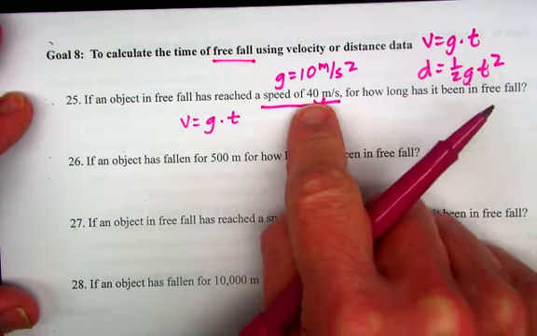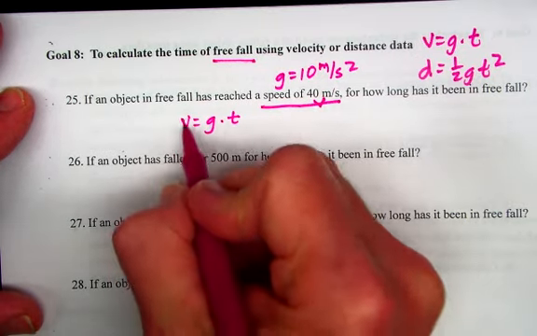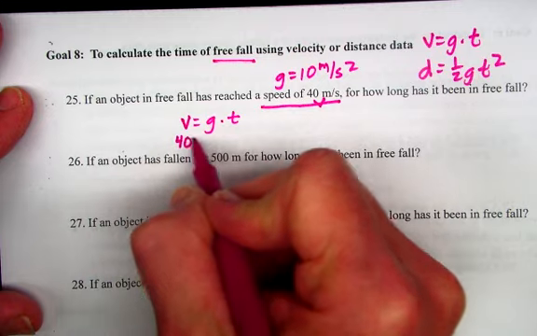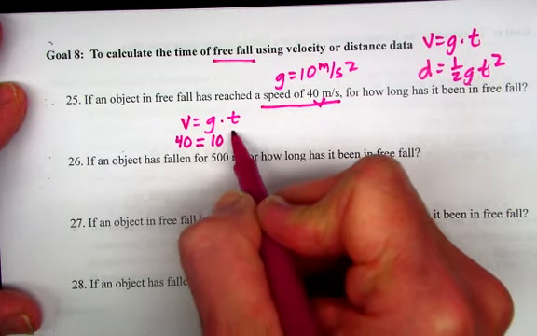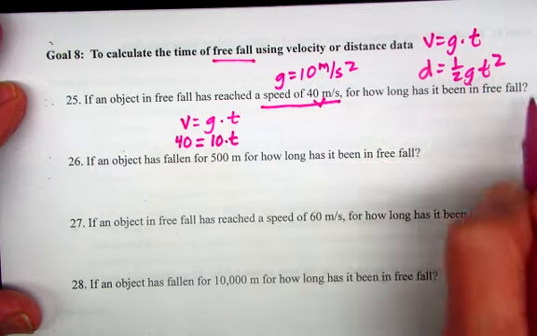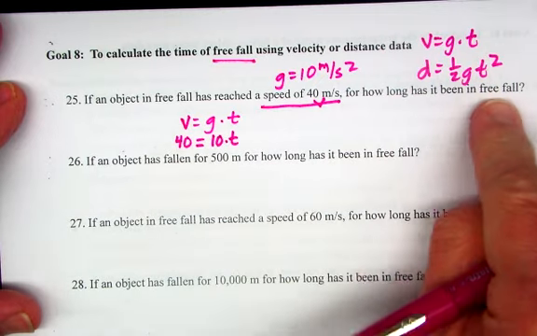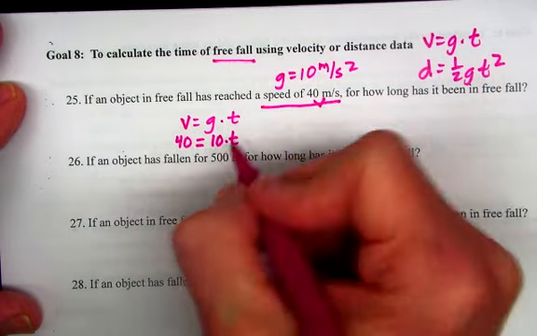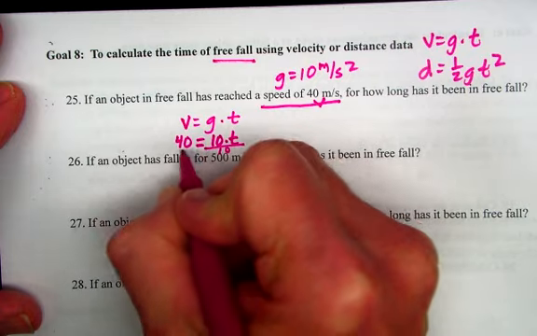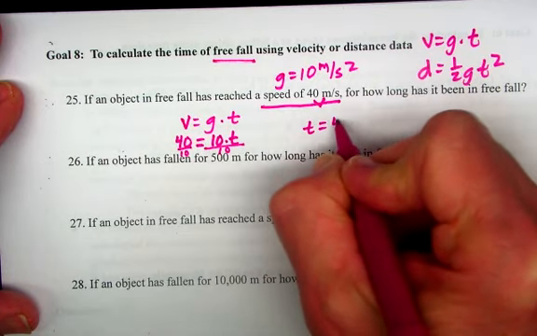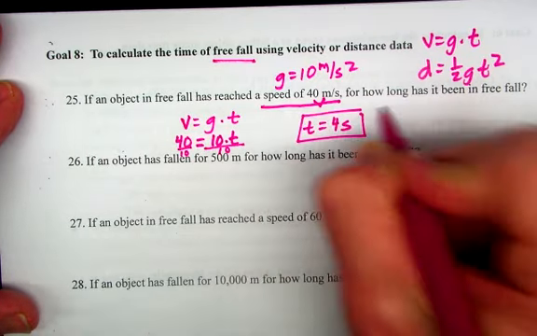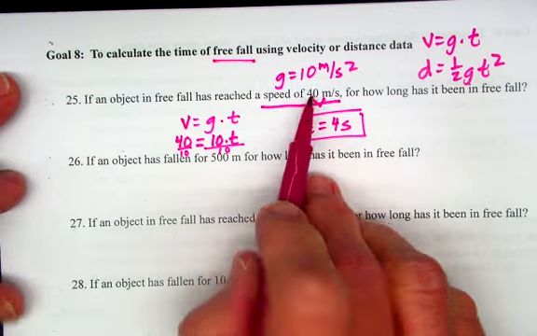When the speed is 40, we're going to plug that in for the v. The speed, 40, equals g, which is always 10, times t, and we're trying to solve for time. For how long has it been in free fall? All we're going to do is divide both sides by 10. 40 divided by 10 is 4. So the object has been in free fall for 4 seconds if it has reached a speed of 40 meters per second.